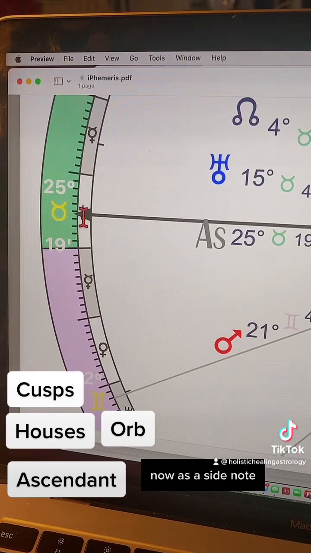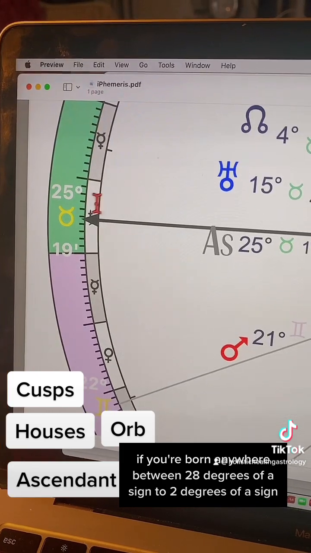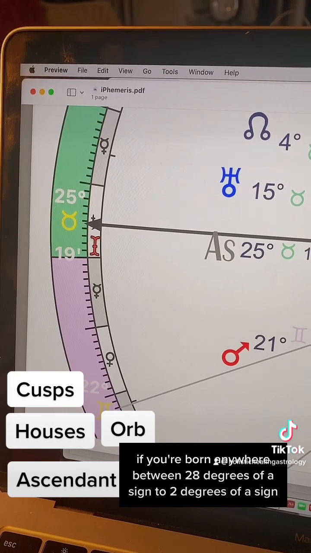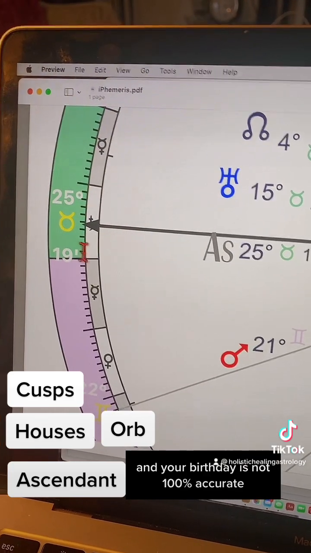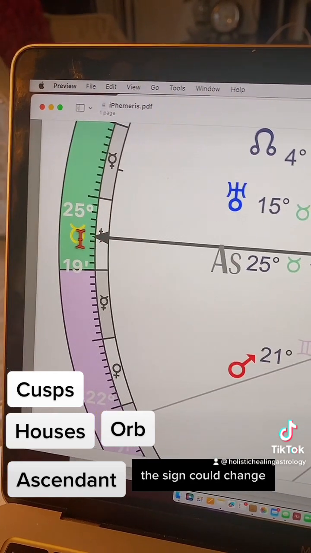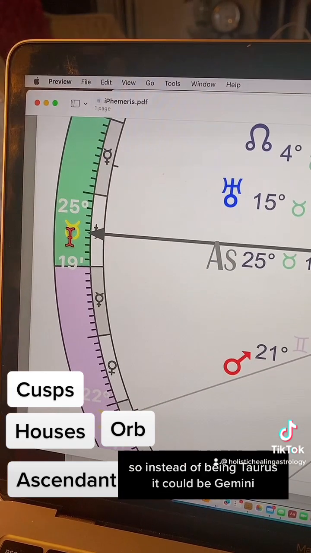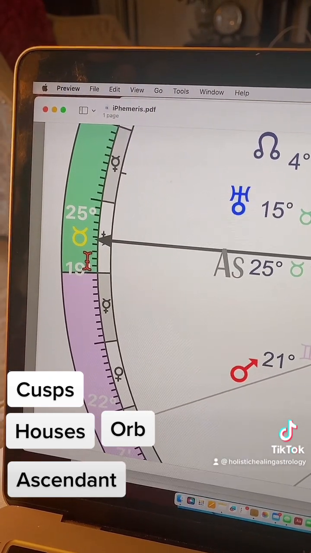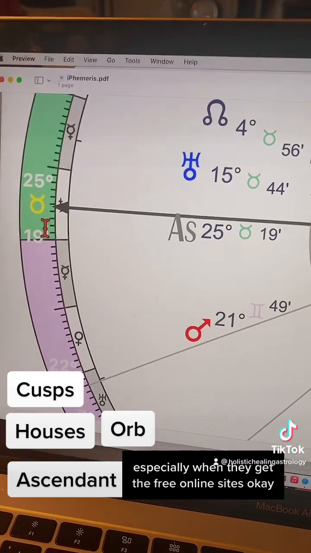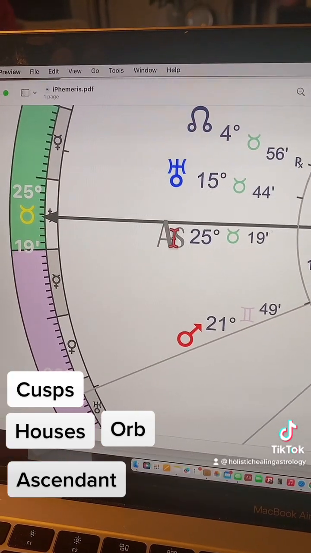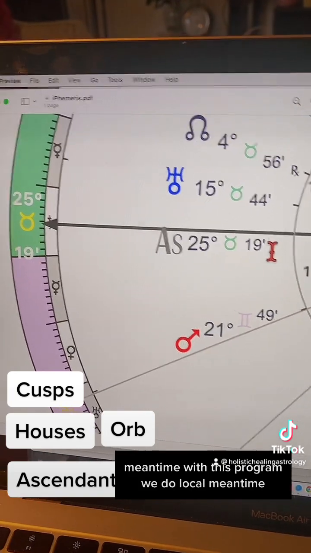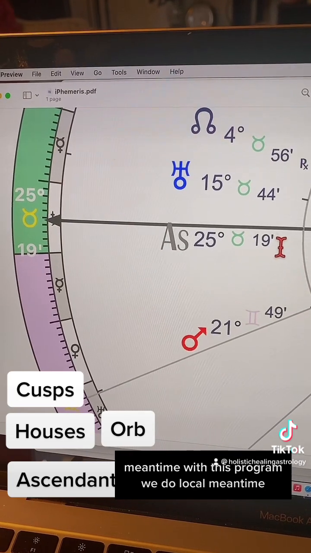Now, as a side note, if you're born anywhere between 28 degrees of a sign to 2 degrees of a sign, and your birthday is not 100% accurate, the sign could change. So instead of being Taurus, it could be Gemini. All right? I find that a lot, especially when they get the free online sites, okay? And they don't adjust for local mean time. With this program, we do local mean time.